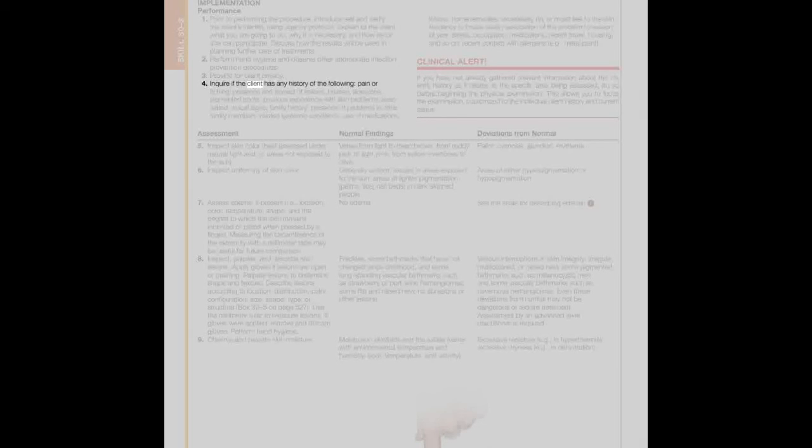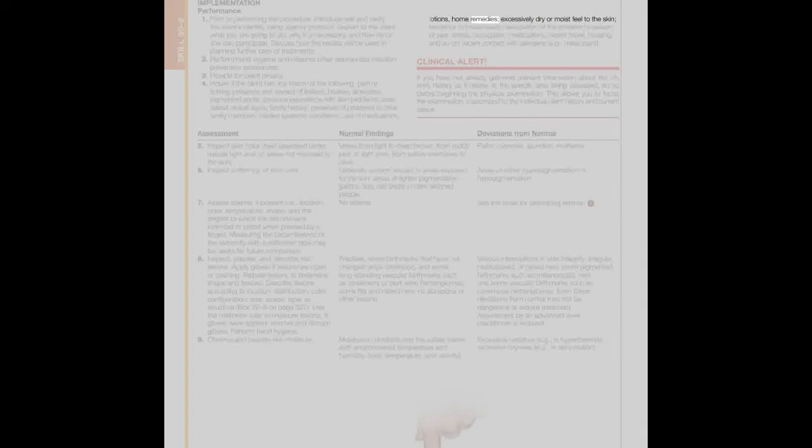4. Inquire if the client has any history of the following: pain or itching, presence and spread of lesions, bruises, abrasions, pigmented spots, previous experience with skin problems, associated clinical signs, family history, presence of problems in other family members, related systemic conditions, use of medications.